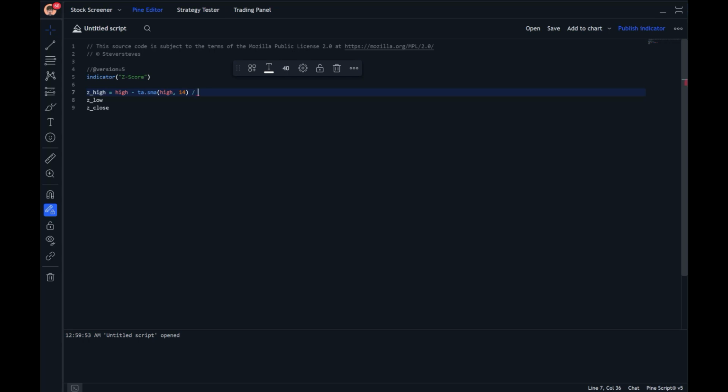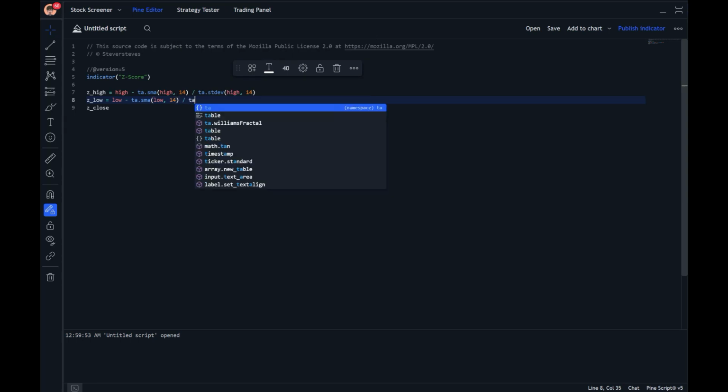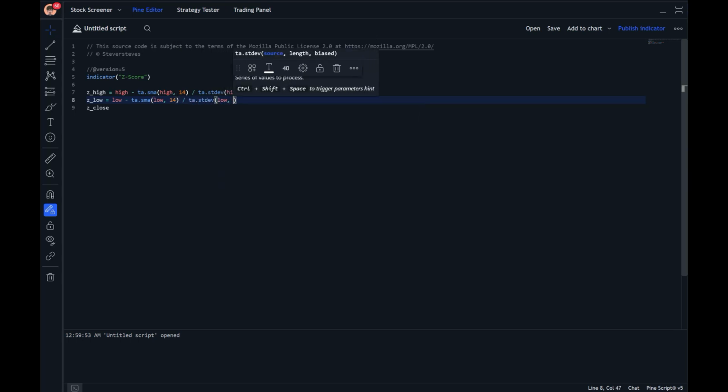Now, how do you think we're going to get standard deviation? If this is the function for average, this is the function for standard deviation. So we see up here it says source, length, biased. We don't need to worry about the bias, we just need to worry about the source and length. So the source is high and the length is 14. These two values need to equal each other, okay? So there we go. That's the Z-score for the high. We repeat this process for the low. And for the close.